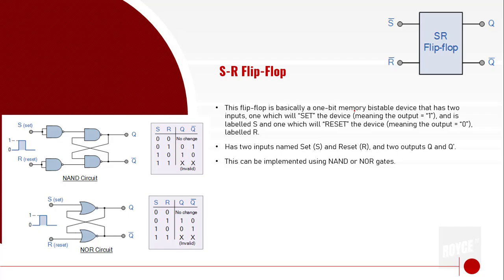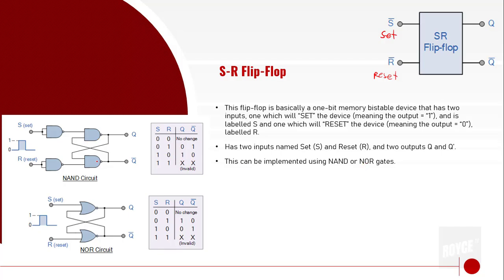This is a 1-bit memory bistable device. It has 2 inputs, we know this already. One is S, which means set, that is the set input, and the other is R, which is the reset input. It also has two outputs, output Q and the complement of output Q. We said this can be implemented by NAND or NOR gate.